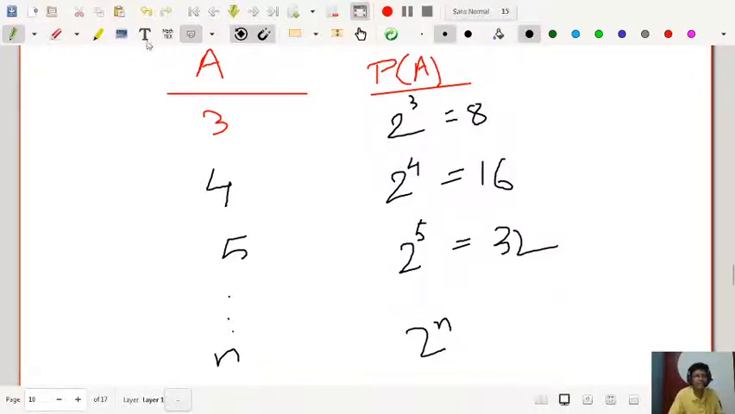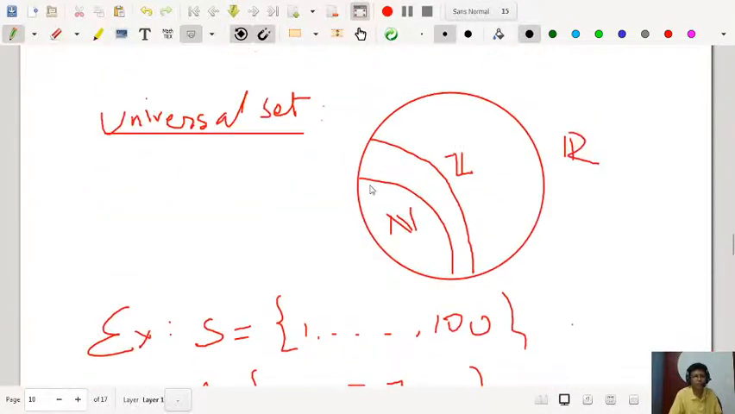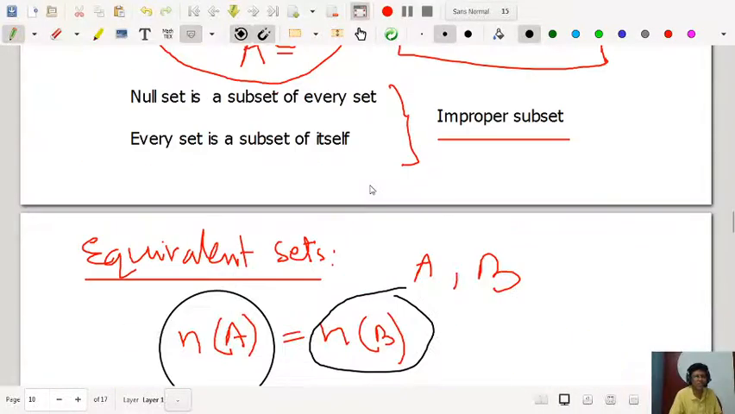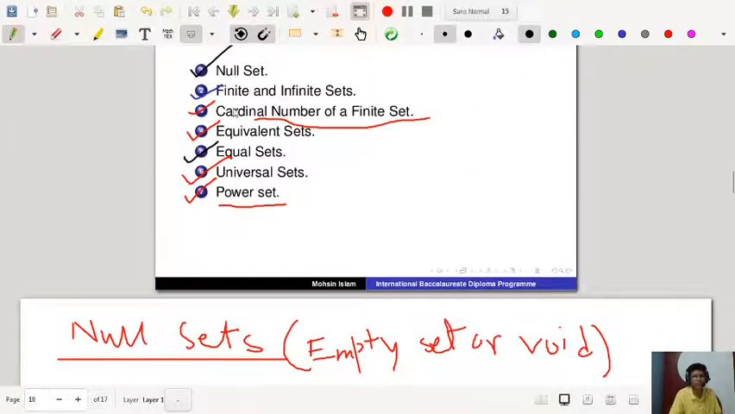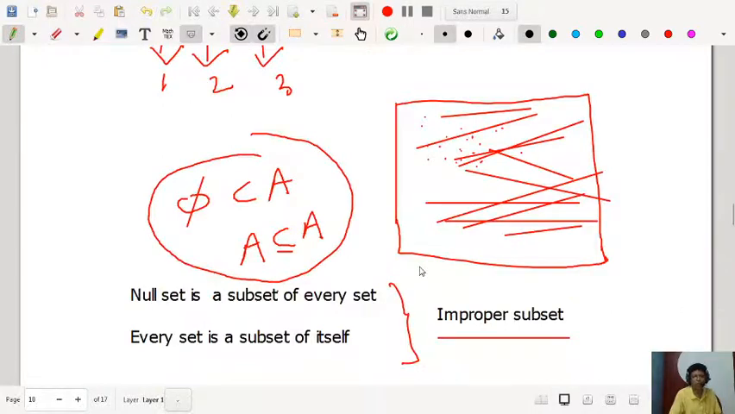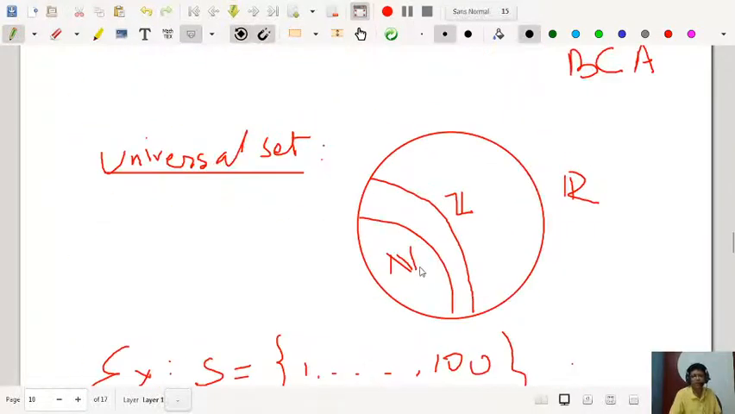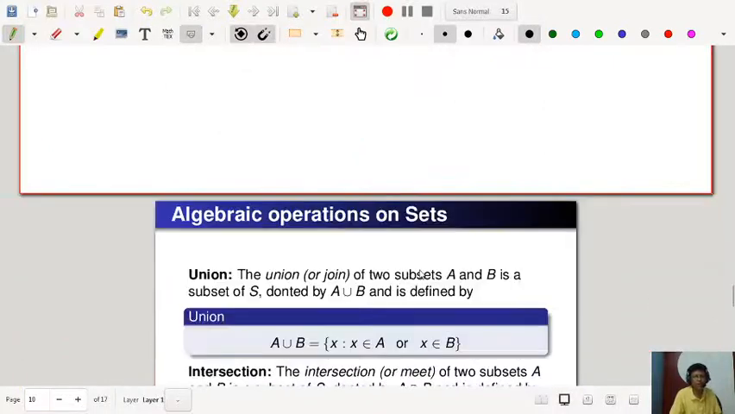Okay, let's move on. These are the important concepts on sets: universal set, equal sets, equivalent sets, power sets. So this is all seven things. Some more important concepts are clear. If you have any doubt or need clarification, you can inform me later also. You can go through the lecture.